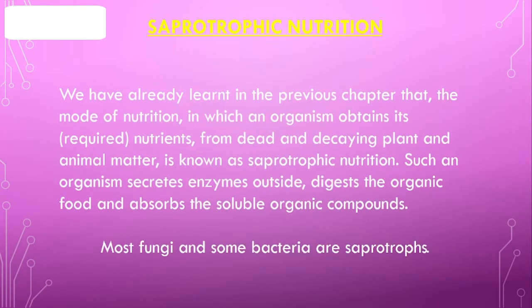Saprotrophic nutrition. The mode of nutrition in which an organism obtains its required nutrients from dead and decaying plant and animal matter is known as saprotrophic nutrition. Such an organism secretes enzymes outside, digests the organic food, and absorbs the soluble organic compounds. Most fungi and some bacteria are saprotrophs.